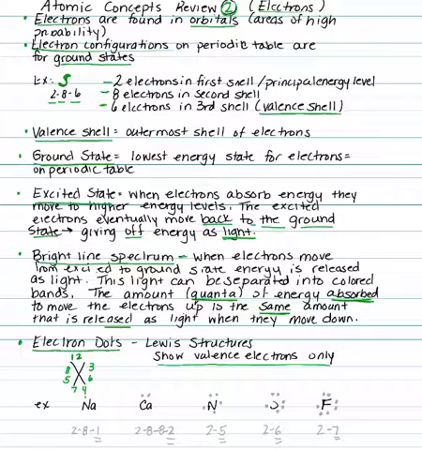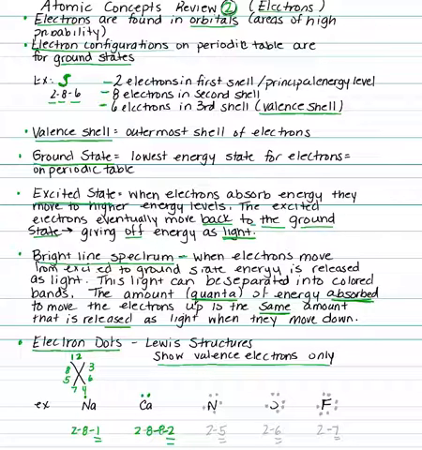If we want to do an example dot diagram for an atom, sodium's electron configuration is 2, 8, 1, so sodium gets 1 dot. Calcium's electron configuration is 2, 8, 8, 2. So since calcium has 2 valence electrons, calcium gets 2 dots.